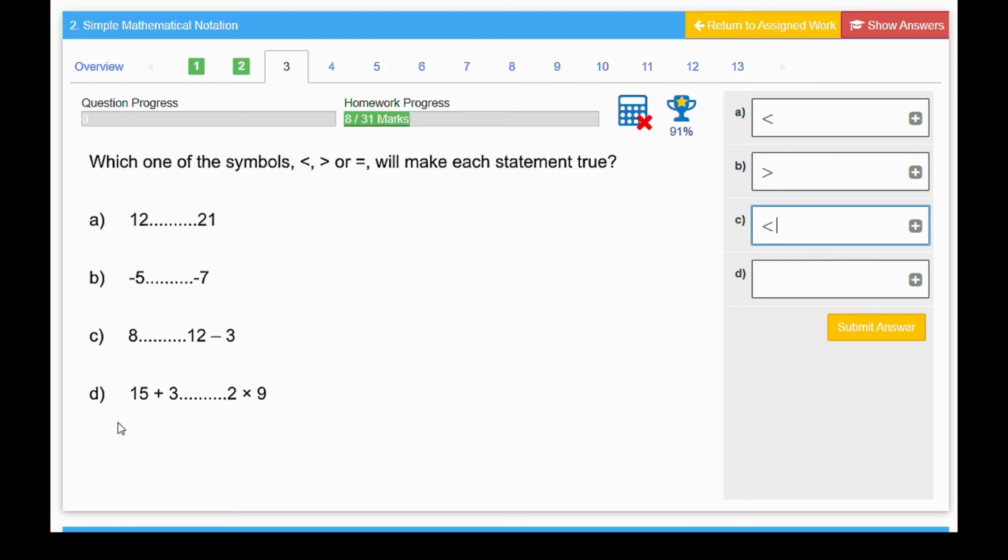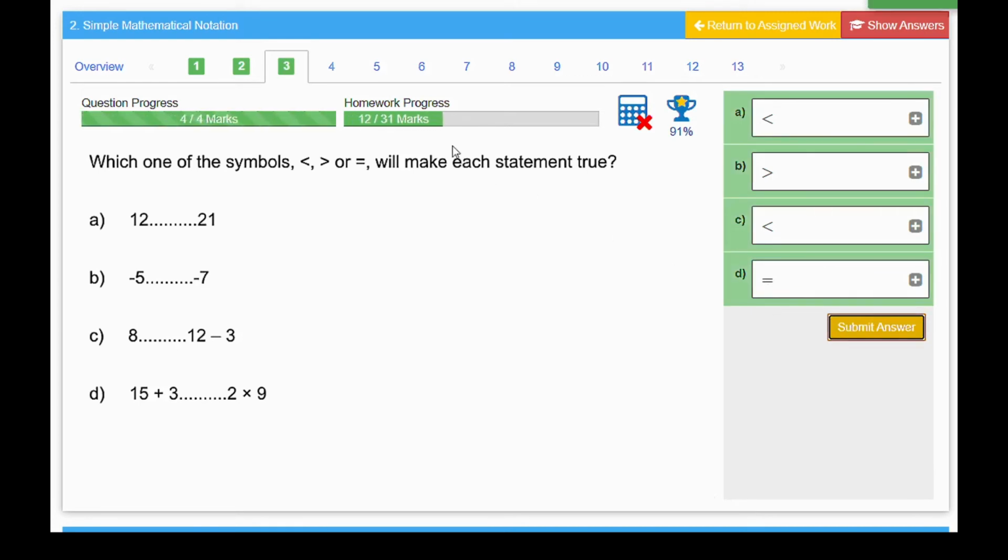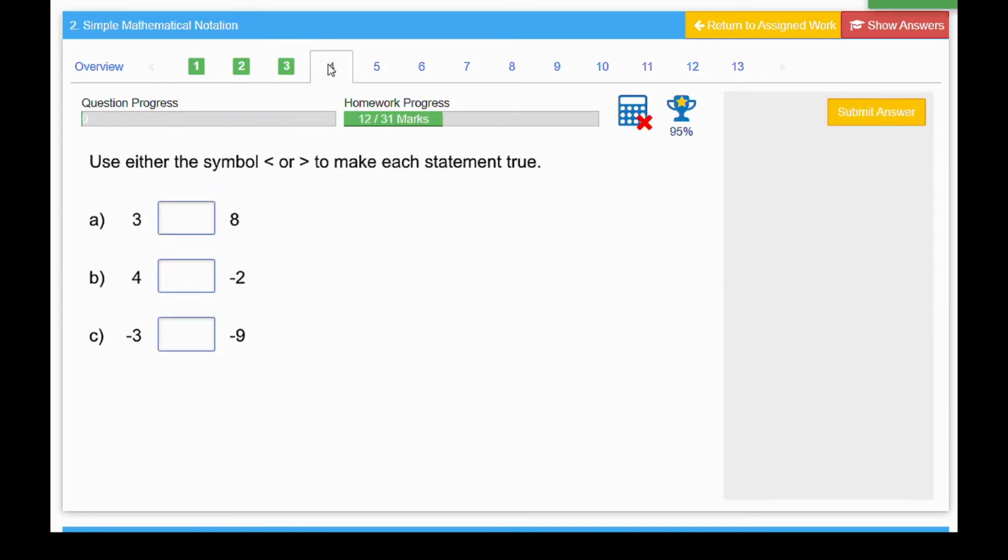And then here I've got 15 plus 3, which is 18. 2 plus 9, which is also 18. So they are equal to each other. So again, all I'm going to do is write down equals, and I've got all 4 questions correct. So moving on to question 4, again I'm going to follow the same format.